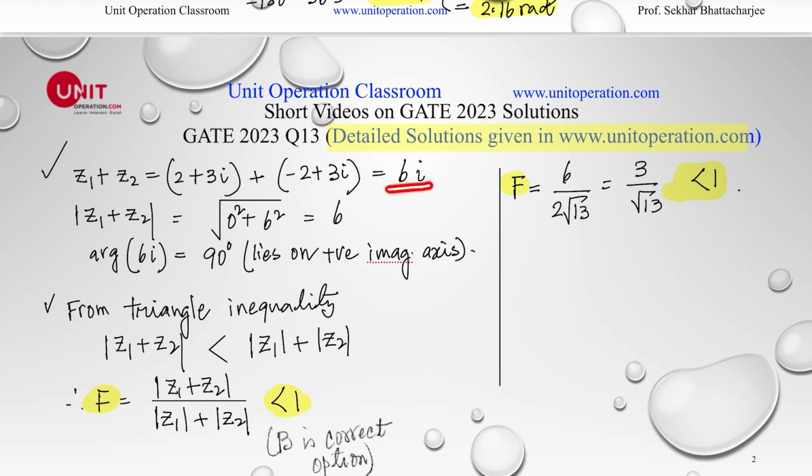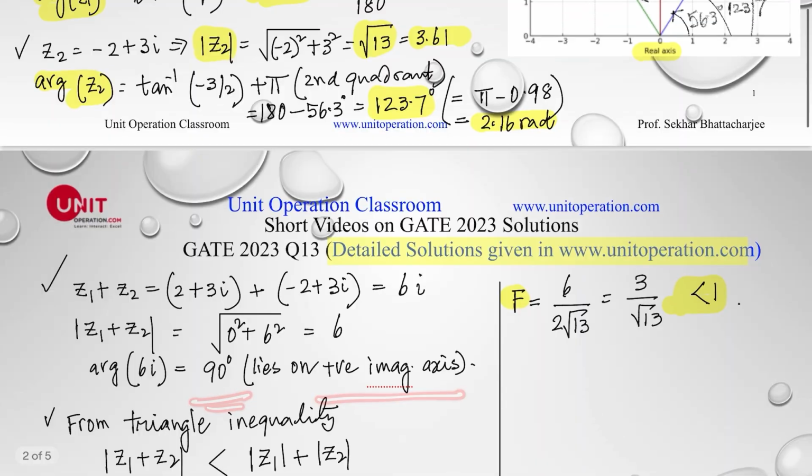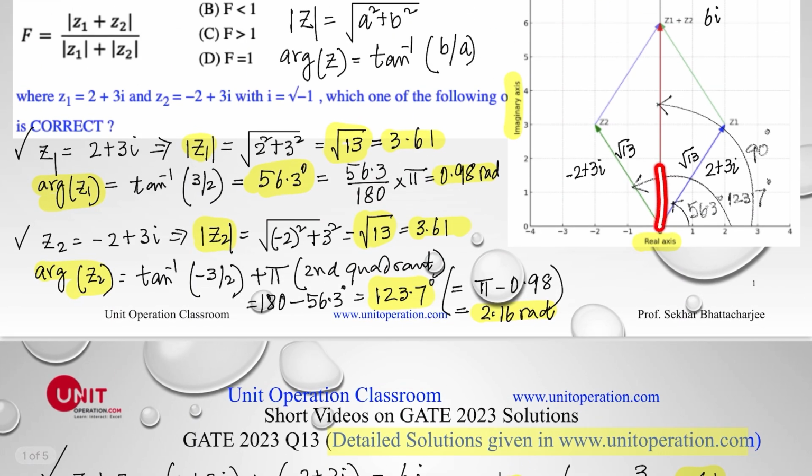Of course, there is no real part, only imaginary part. So it has to lie on the positive imaginary axis. So it has to lie right here. This is my 6i. This is my 0. And this angle, of course, has to be 90 degrees. So this is my Z1 plus Z2.